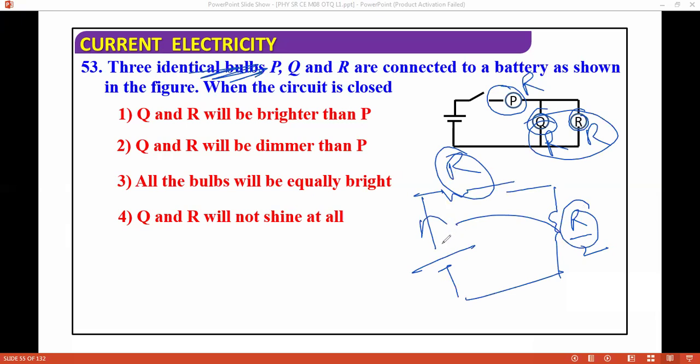You need to take care of what? Tell me. You need to take care of current. So if I tell you in series, P is what? I square R. Okay, P is what? I square R. If you know, you know. If you don't know, you don't know.